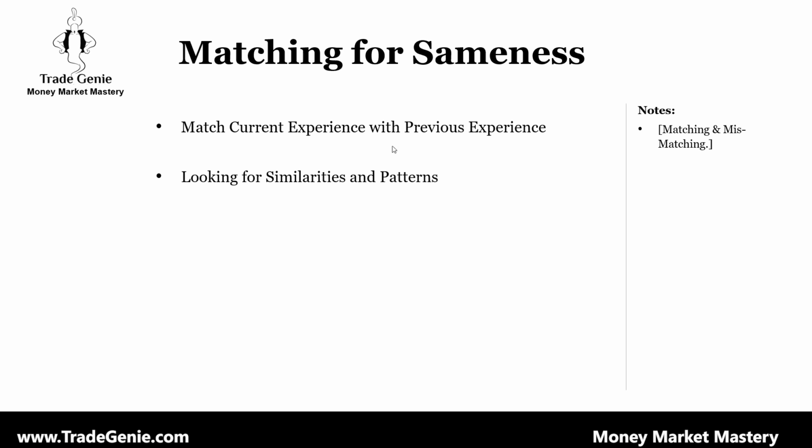So intuition is matching the current experience with previous experience and making the decision. So you look for similarities and patterns. You identify a pattern and match it, because you have seen so many patterns before, and you make the decision right away. You go with your intuition. You don't need to go for the checklist and rules and everything.